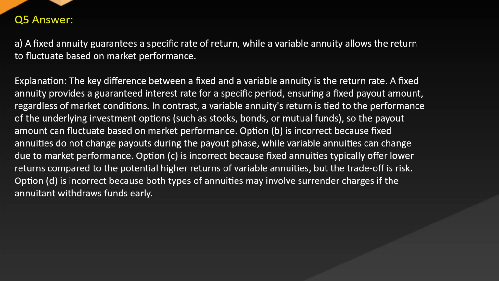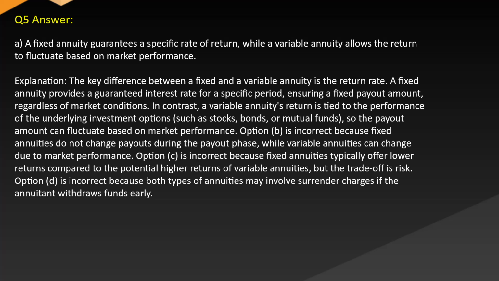A fixed annuity provides a guaranteed interest rate for a specific period, ensuring a fixed payout amount regardless of market conditions. In contrast, a variable annuity's return is tied to the performance of the underlying investment options, such as stocks, bonds, or mutual funds, so the payout amount can fluctuate based on market performance.